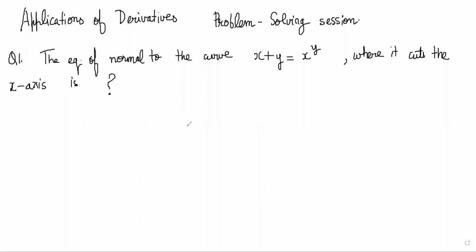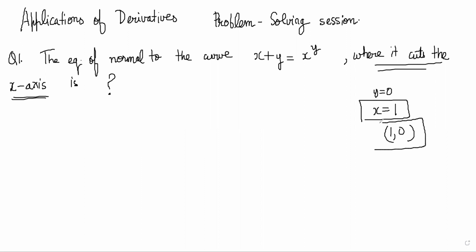So basically, you can just start by putting y as 0. First you have to find where you have to find the normal. It is saying where it cuts the x-axis, right? So that point will come when you put y is equal to 0 in the equation, and you'll get x is equal to 1. So the point is basically 1 comma 0. At this point, you have to find the normal to the curve.